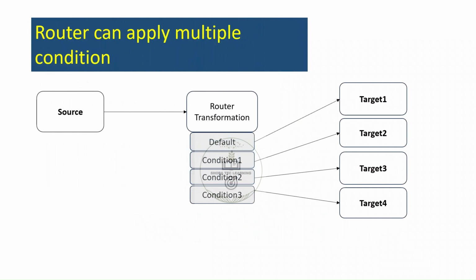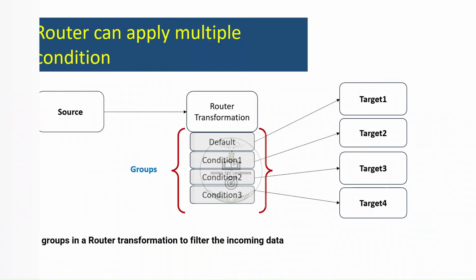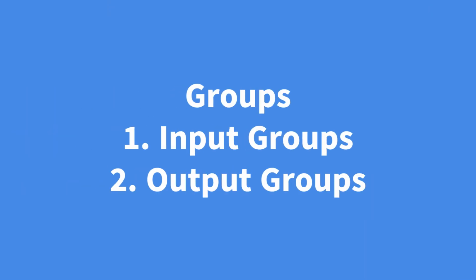From the incoming data that we get from the upstream, we can make groups in the router, because to filter the data we make groups. Use the group in the router transformation to filter the incoming data. This group is further divided into two types: the first one is the input group and the second one is the output group.